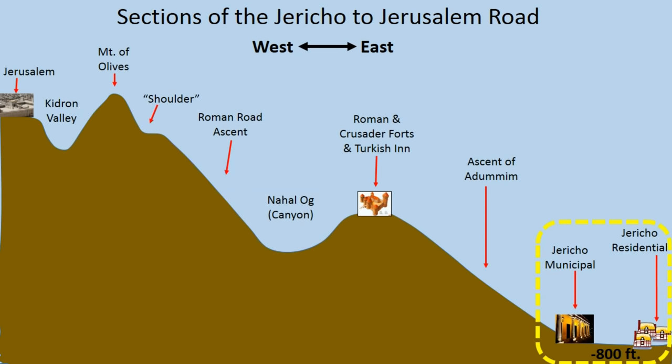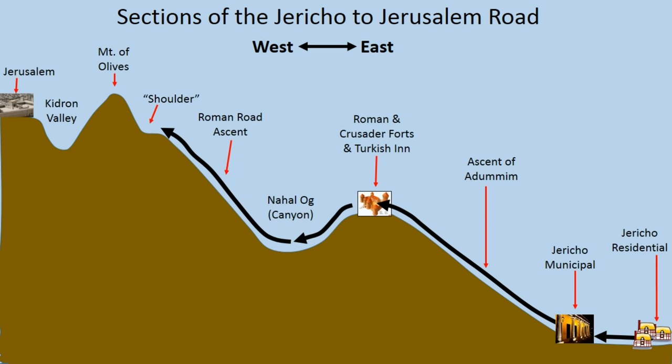First, the residential area, and then about 1.5 miles away was municipal Jericho, built by the Hasmoneans and Herod the Great. From municipal Jericho, the route climbs on a ridge called the Ascent of Adummim, or the Red Ascent, to a ridge crest, where Roman and Crusader period forts guarded the road. From the forts, the road descends into a canyon called Nahal Og, and then continues up toward Jerusalem on a ridge where parts of the Roman road can still be seen today.